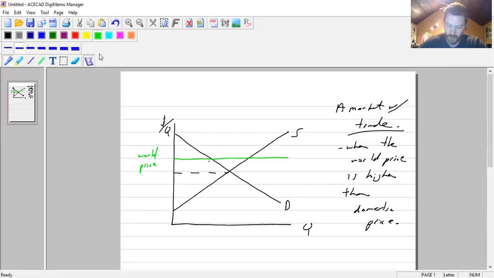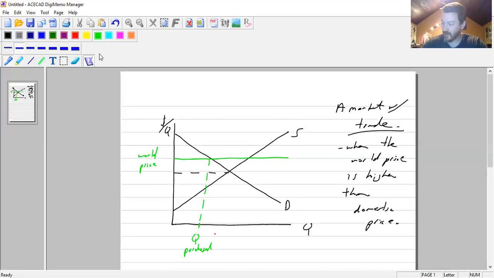Consumers are going to buy this much, the quantity purchased, you might say. It's the quantity demanded, but it's also the quantity purchased, right? Just read off the demand curve. At that price, that's how many consumers want to buy. And that's how many they do buy from the global marketplace.